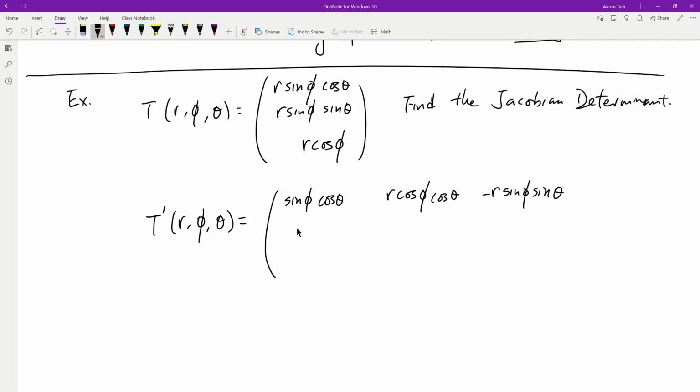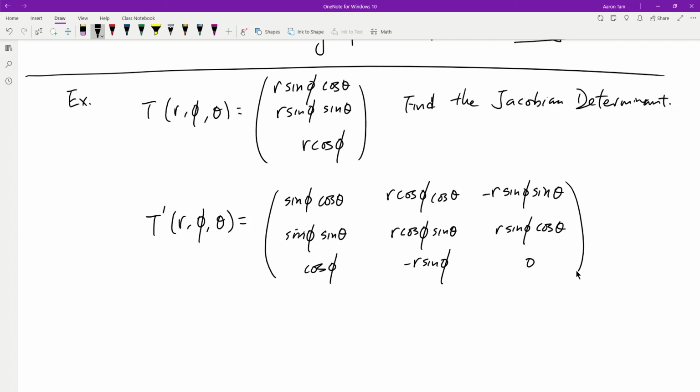Second coordinate function, if I differentiate with respect to r, it will be sine phi sine theta. Differentiate with respect to phi would be r cosine phi sine theta. Differentiate with theta will become r sine phi cosine theta. Differentiate the last one with r will be cosine phi. With phi, it would be negative r sine phi. And then with theta, it would just be 0 because it doesn't have a theta in it.